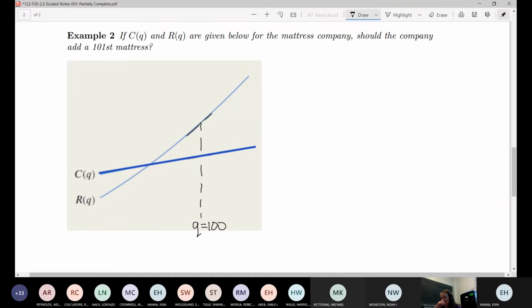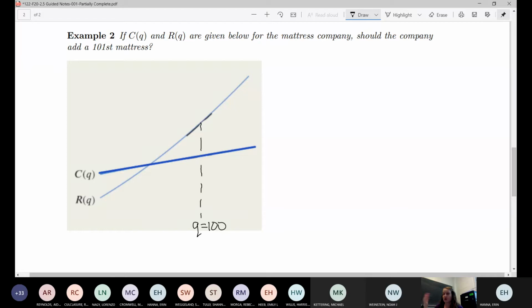So we need to specify, because that graph doesn't show us much at all. Say we have these two functions, C of Q and R of Q, our cost and revenue functions, and we're back to that idea of the mattress company that wants to know whether they should sell more mattresses. They want to know, should the company make the 101st mattress? I've noted where quantity 100 would be.